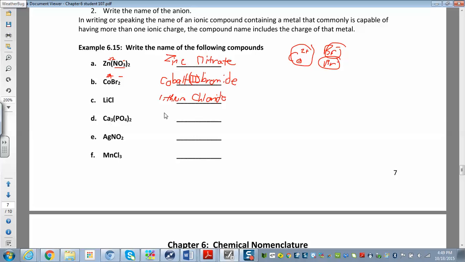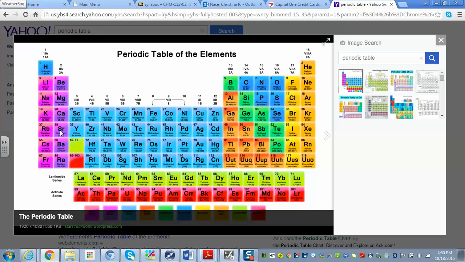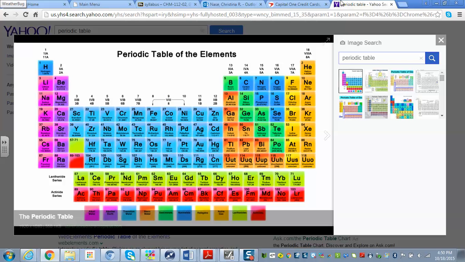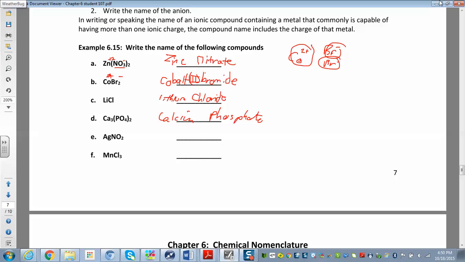Alright, Ca, that's calcium. And PO4, 3-, that's phosphate. Now, do I need Roman numerals here? Let's go figure out where calcium is. Go back over to the periodic table. Calcium's group 2. He's always +2, so I don't have to say calcium parentheses 2. No, calcium's always +2, so I don't have to worry about it.